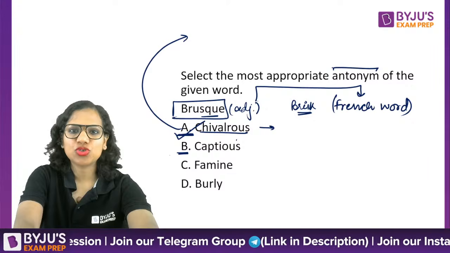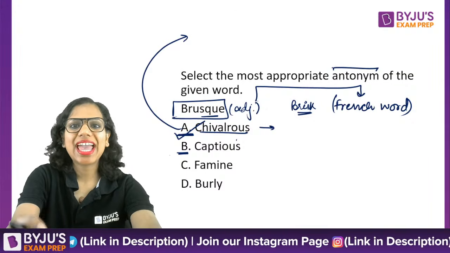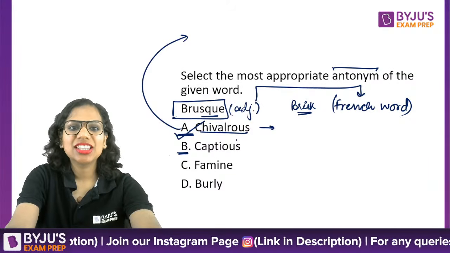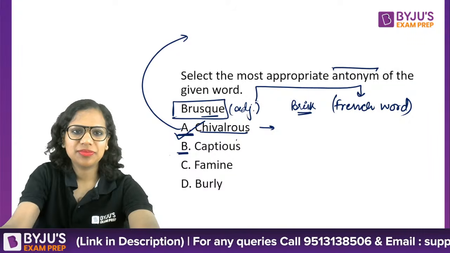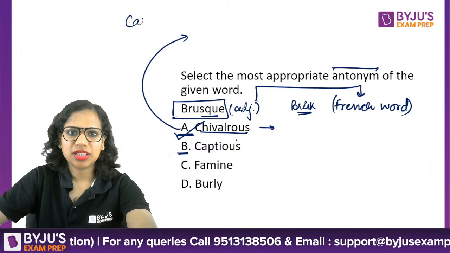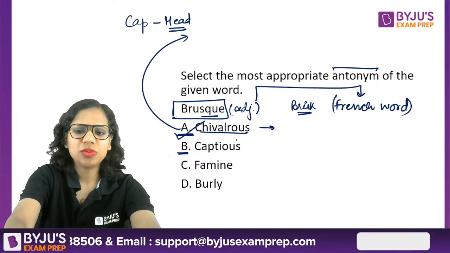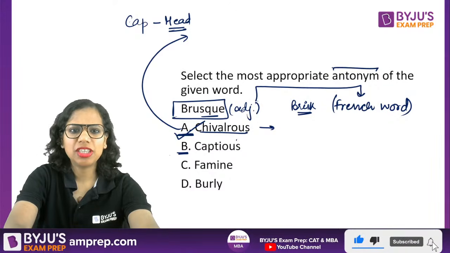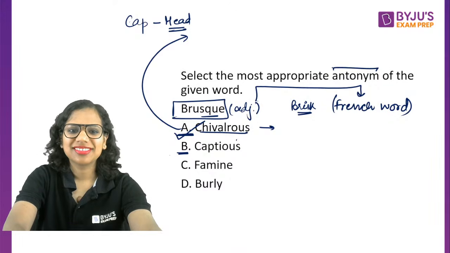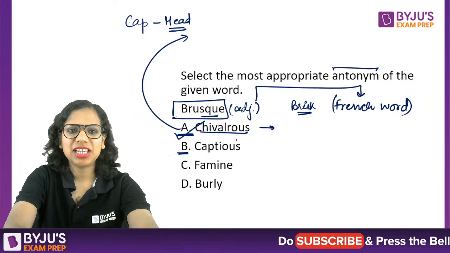Captious. That's my question. So remember last time we did this cap, cad, cas. They are associated with head, fall. So cap is associated with head. So what does captious mean? And does it have to do anything with heading? Tell me.